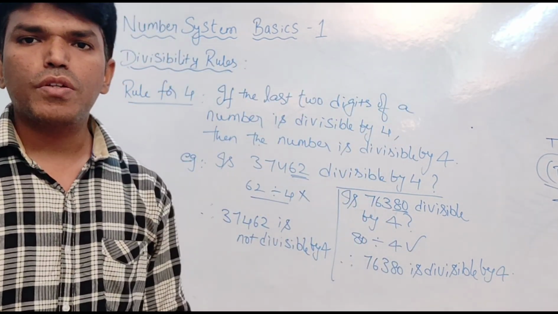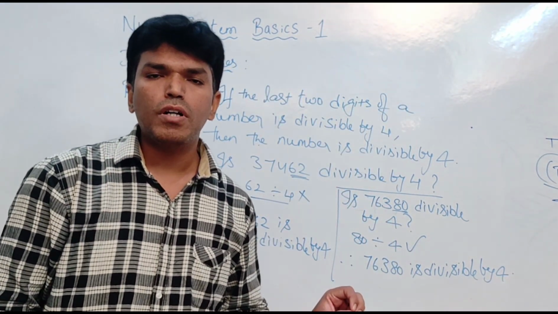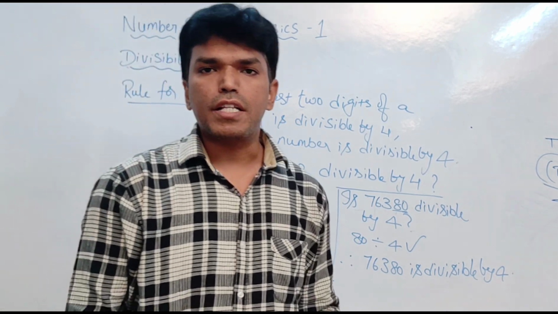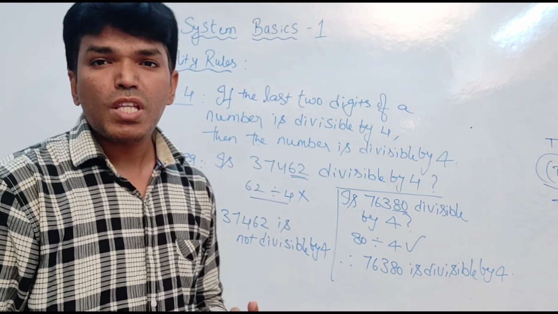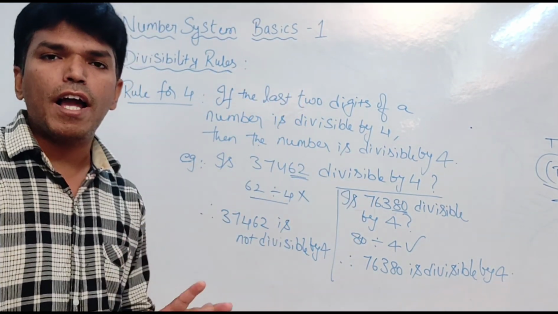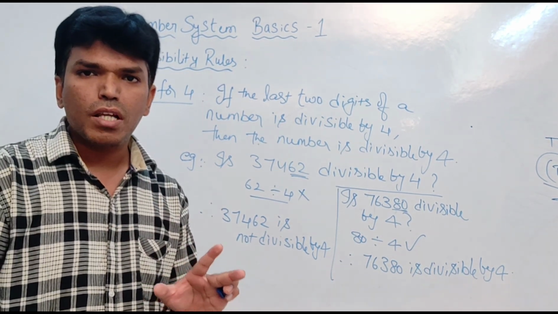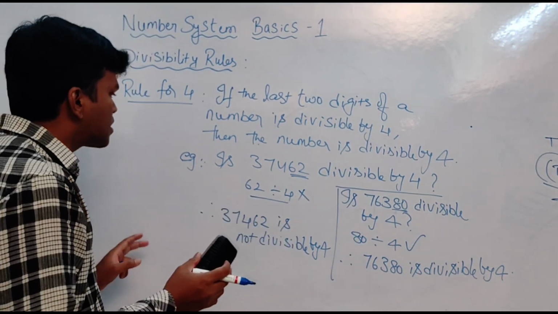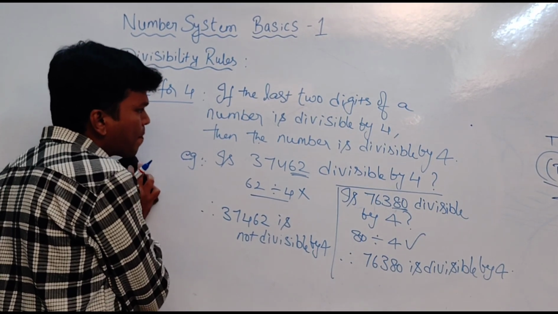Okay, my dear friends. So this is the divisibility rule for 4. Next, when it comes to the divisibility rule for 5 and 6, they are very easy. So let us discuss now.